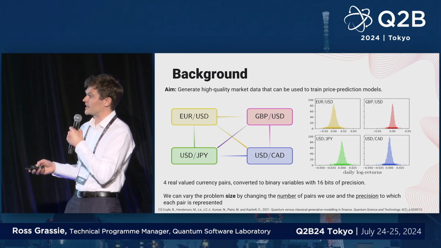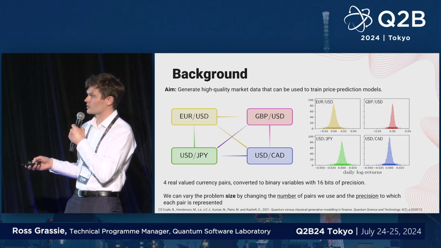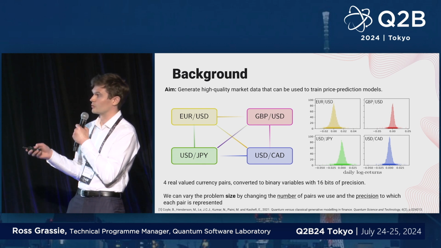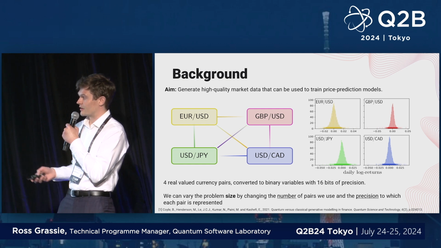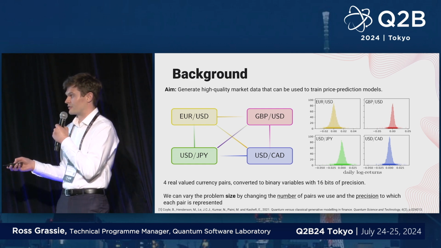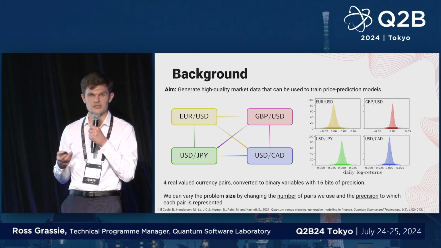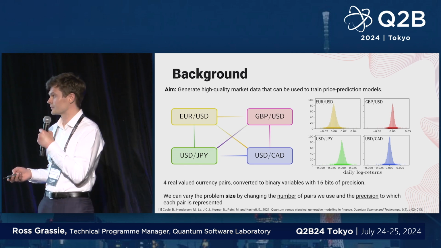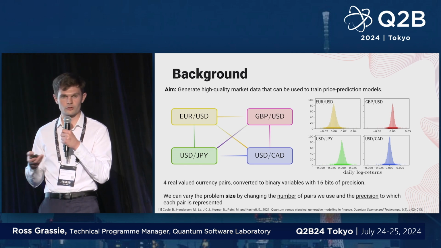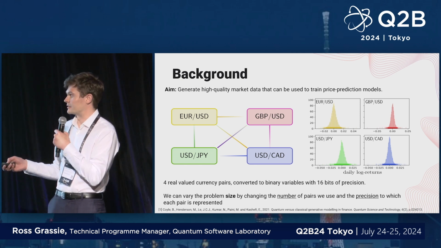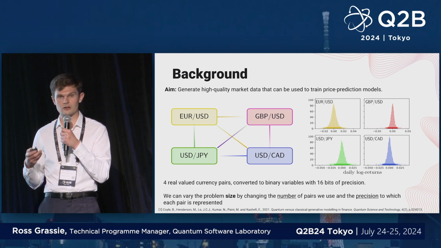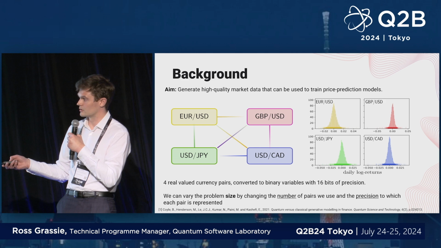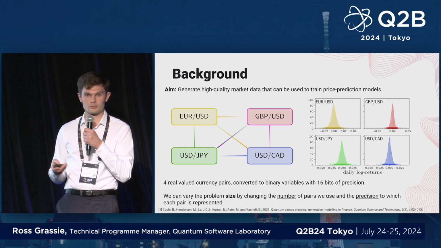So the data that we have here is 4 real value currency pairs that will all be highly correlated. And the real value is converted into a binary variable with up to 16 bits worth of precision. And we can make this problem more or less difficult by adding in more currency pairs or by making our approximation of the price more precise.